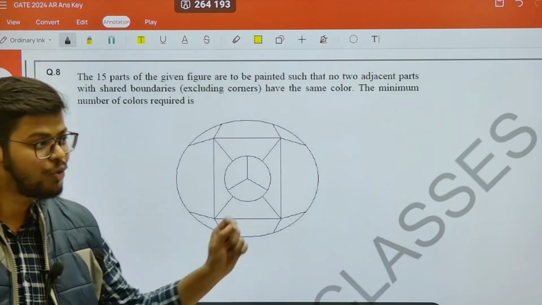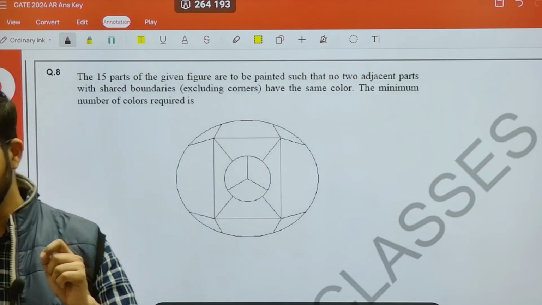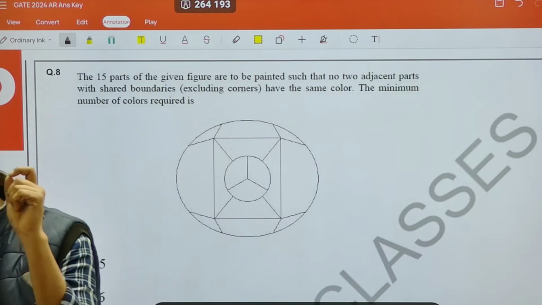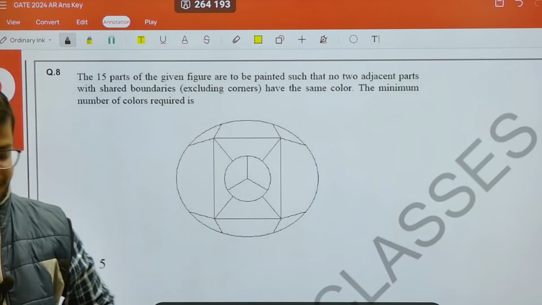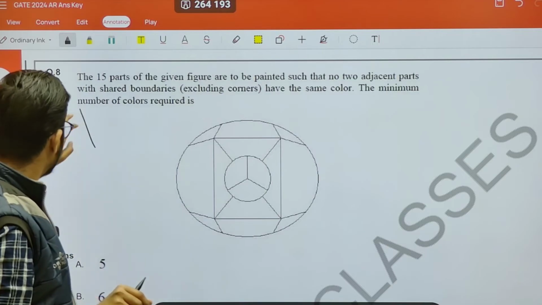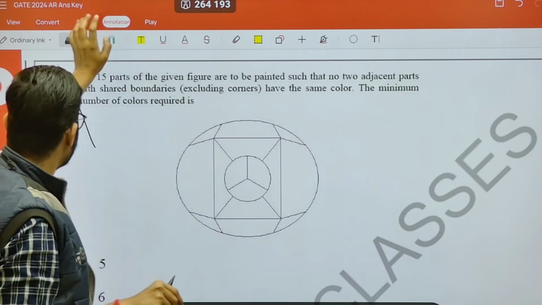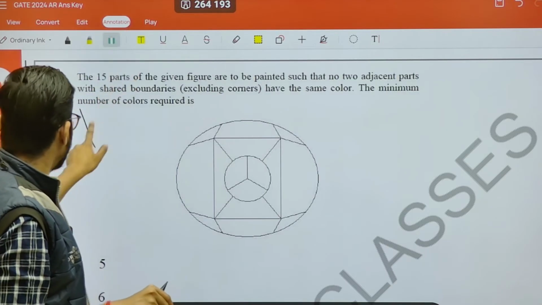Now you can pause the video right here so that you can check what the correct answer for this question is. You can pause right here and check on your own what is going to be the right answer in this case.